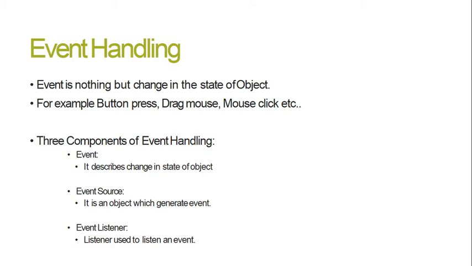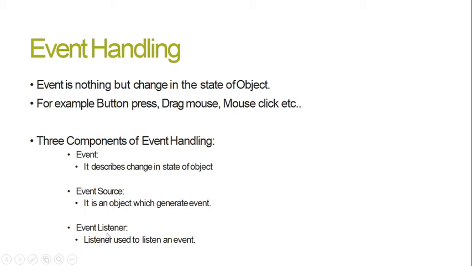As you know, there are so many types of events like button press, drag mouse, mouse click, item select, so many. Whenever you are doing event handling, there are three components of event handling. First one is the event. Event is nothing but the change in the state of the object. Second one is the event source. Event source is nothing but the object which generates the event. Suppose a button click: the button is the event source which generates the event.